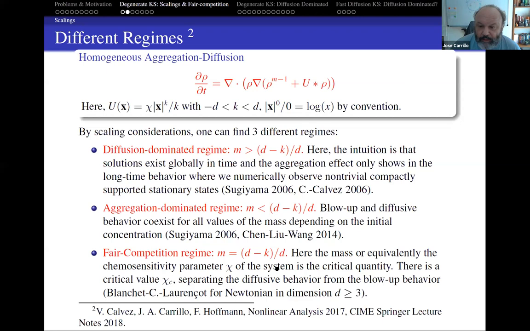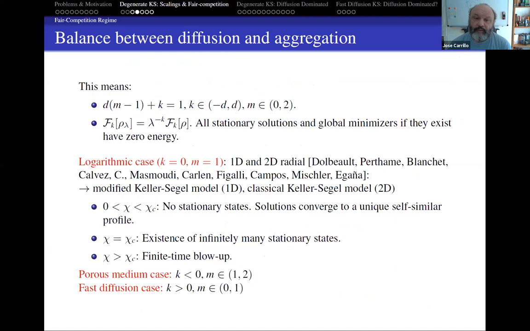Okay, so for the fair competition regime, in the case in which you have this exact relation between M and K that I was referring to, that I'm rewriting now in a different way, the main property that you gain because of this relation is that the free energy is homogeneous itself. It's homogeneous when you do dilations of the density. You take a density, you do a dilation conserving the mass of rho, and with respect to that parameter, the functional is homogeneous. That's exactly the case of the classical Keller-Segel, when K is equal to 0 and M equals 1, which enters exactly into the family.